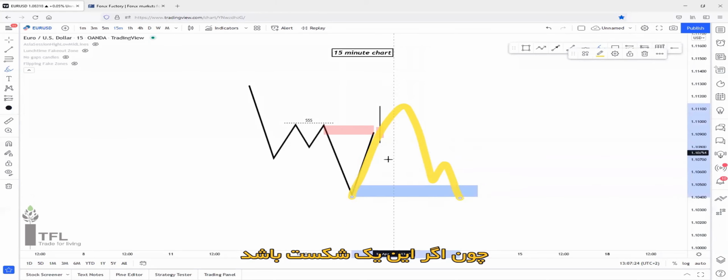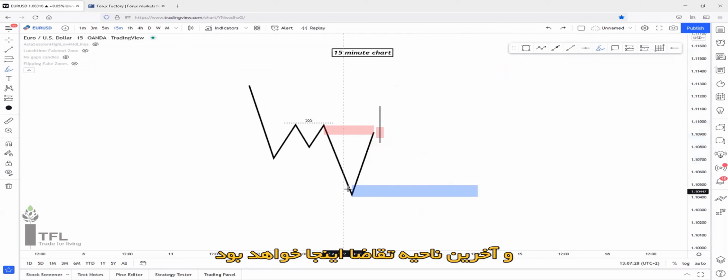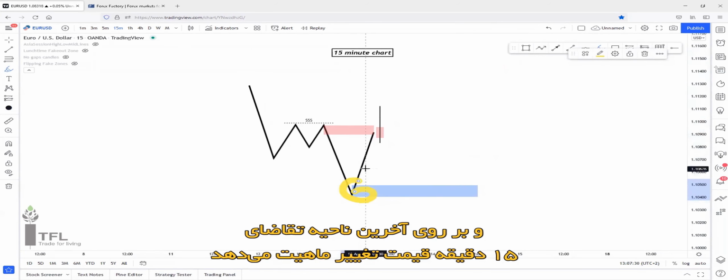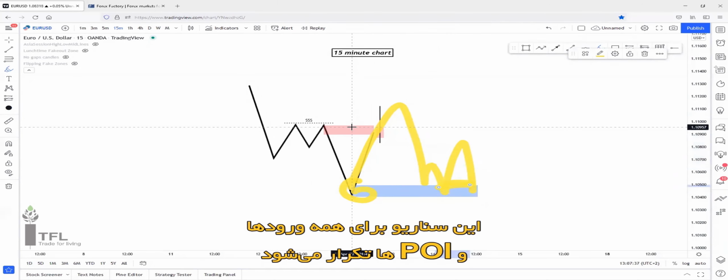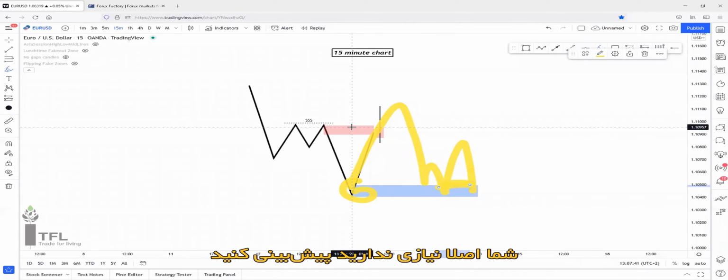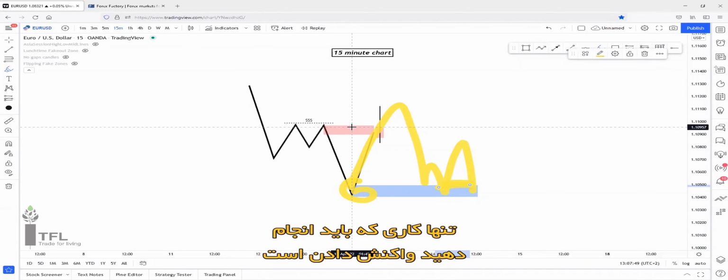Because if it was a break, then price will continue the upside movement, and the next recent demand zone is right here. On the next recent 15-minute demand zone, price will change character and there will be an entry opportunity for you again. So once again, the same scenario goes on for the entries, for the POIs, for everything. You don't have to predict whether it was a liquidity sweep or a break. All you have to do is react.